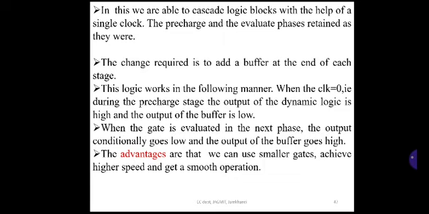So, during the evaluation phase, when the dynamic logic output changes from 1 to 0, the buffering inverter makes the transition from 0 to 1. So there will be no erroneous state, and hence any number of gates can be cascaded together here. There is no fixed limit here. You can cascade any number of gates.